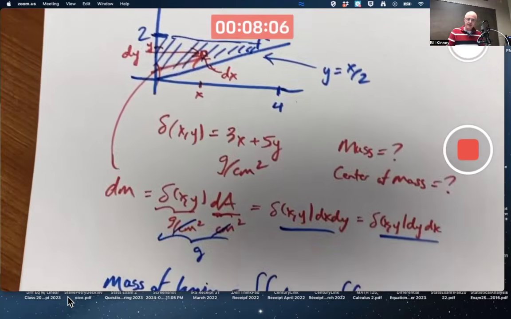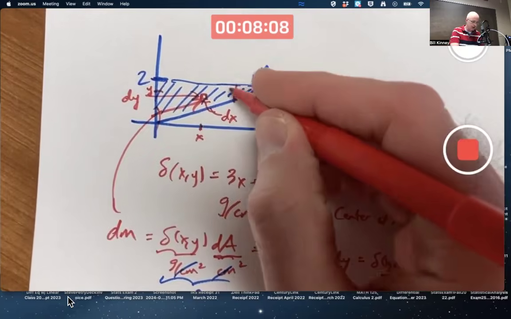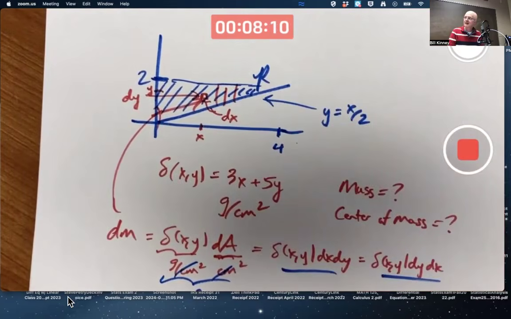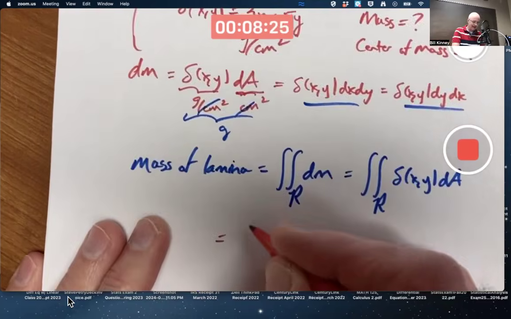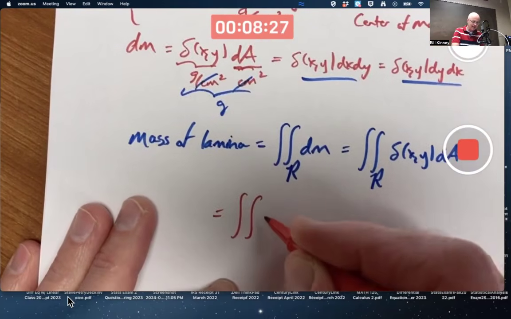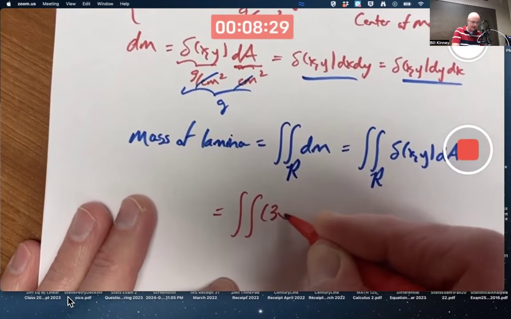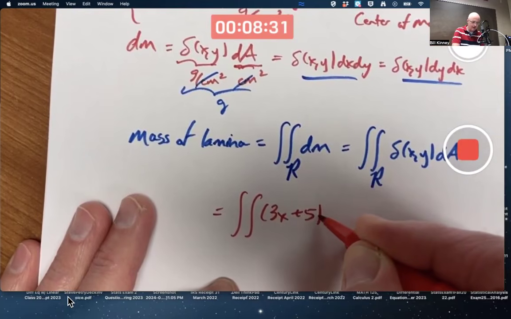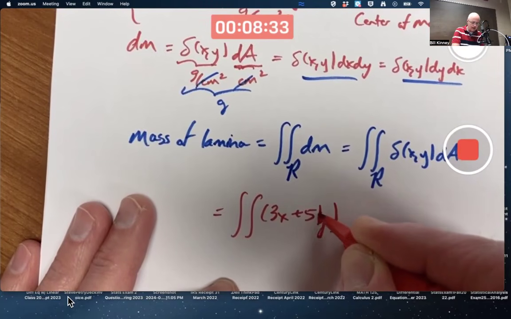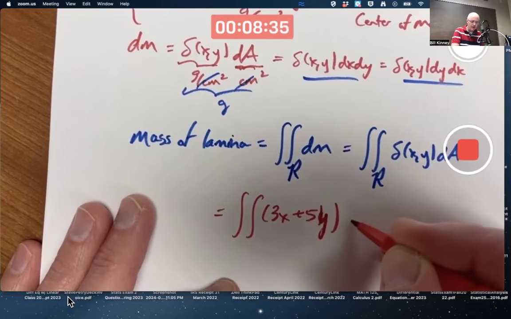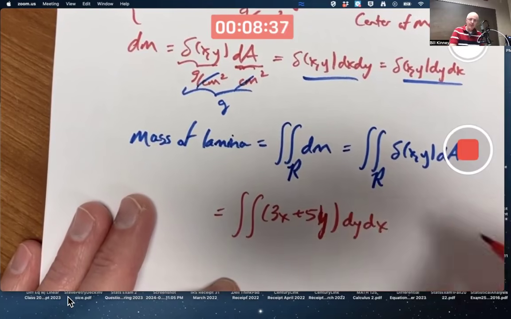If we think of it as vertically simple, the region between two functions of x, then the order is dy dx. The way I kind of remember that is I remember it's sort of the opposite of what I would expect. So the function is 3x plus 5y. I'm going to do it dy dx.